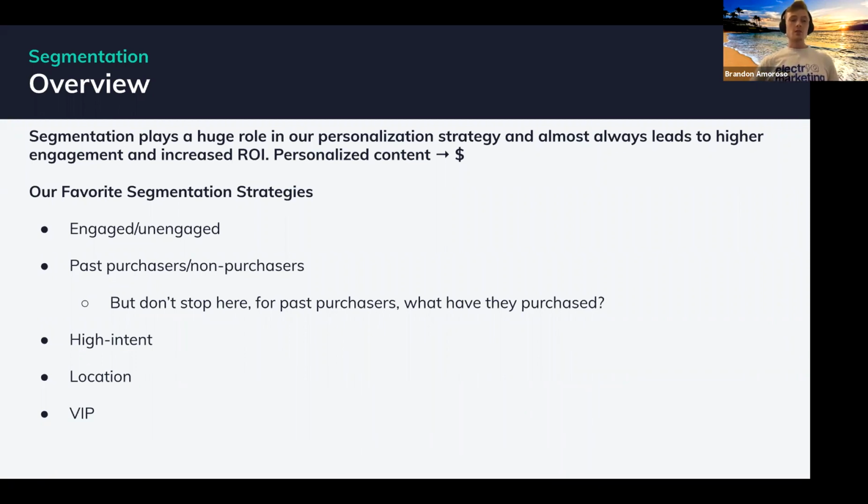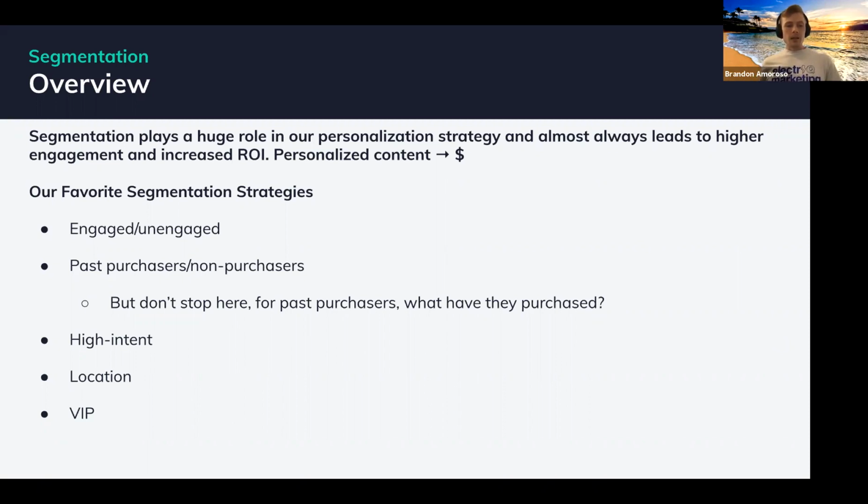Fourth is location. This is really important for any of our brands that have a retail presence. One of the things we do with one of our stores that's in Costco is, based off of the zip code, we can push them to in-store demos for that particular product. And so we'll do segmentation based off of that.